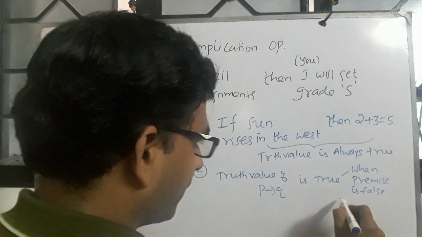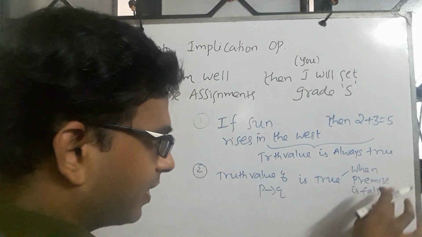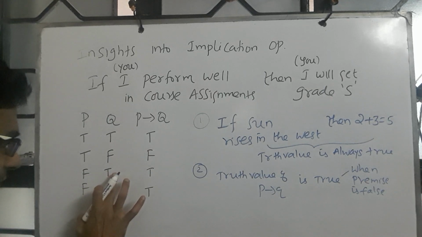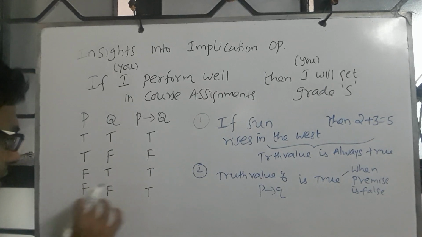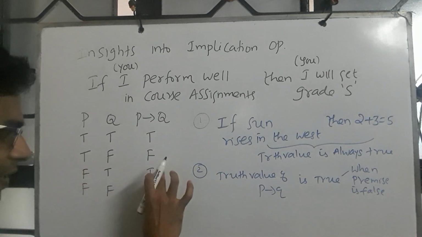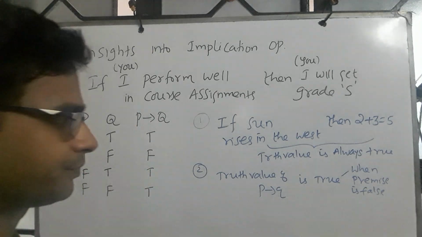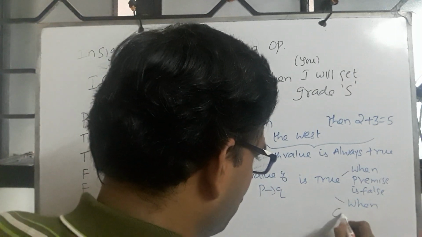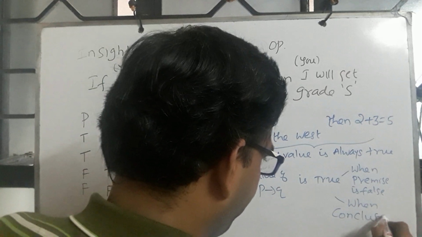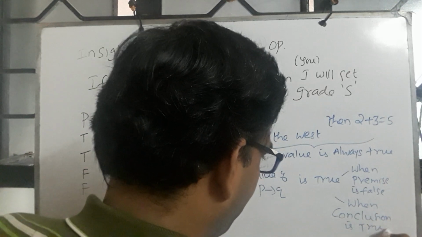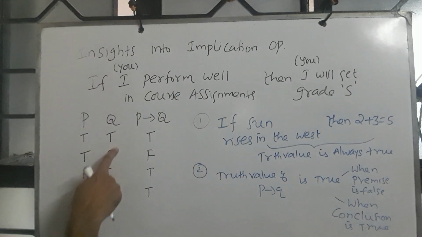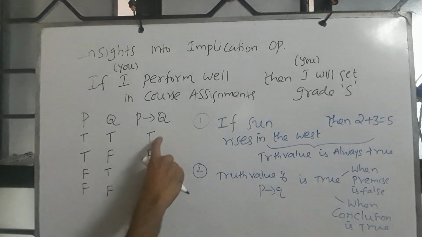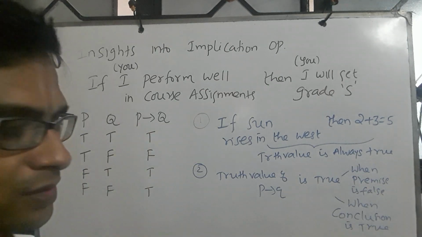Also, I don't look at the conclusion Q. Independent of whether it is true or false, the moment you know premise is false, you can say P imply Q is true. Similarly, when conclusion is true, independent of P, whether it is true or false, the truth value of P imply Q is true.